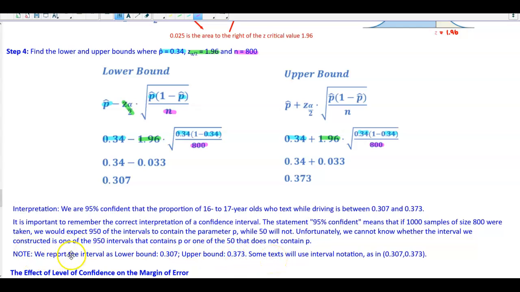Now also note, we report the interval as lower bound 0.307, upper bound 0.373. In some other areas, whether it's another textbook, we will also use interval notation. You have a left parenthesis, the lower bound is 0.307, comma, the upper bound is 0.373 with your right parenthesis.